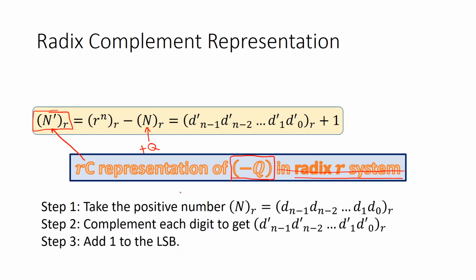I again repeat this. I am already assuming that I know the number which is the radix complement of plus q, then the number which is the radix complement of minus q is nothing but the complement of this number n, which you already know.